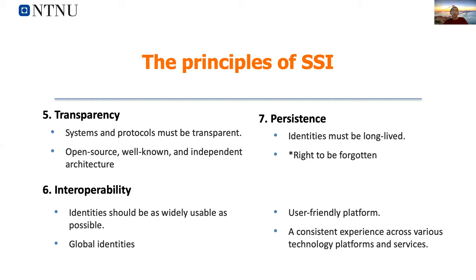Sixth is interoperability, which is also very important. Identities should be as widely usable as possible, so we could reach the level where we can have global identities. For example, we could use our digital identity in Norway, and also in other countries like in Asia when you travel and so on. But for that, the systems and protocols should be interoperable, which is quite a challenging task.